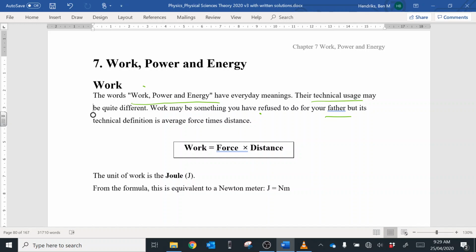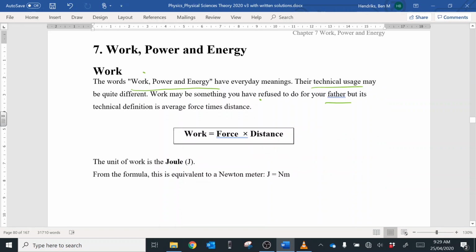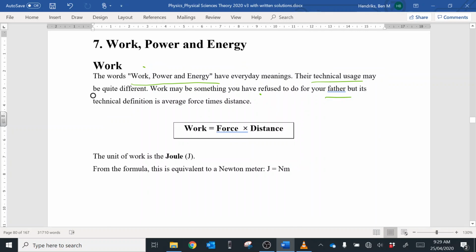But anyway, so we had work is equal to force times distance, and then the unit of work is joules. And from this formula, this is equivalent to a Newton meter. So we have forces in newtons and distances in meters. So 1 joule is equal to 1 Newton meter.